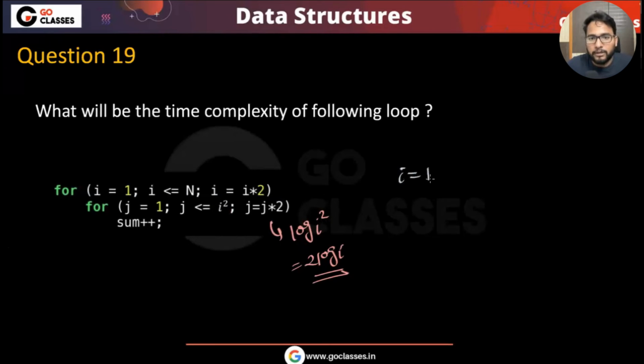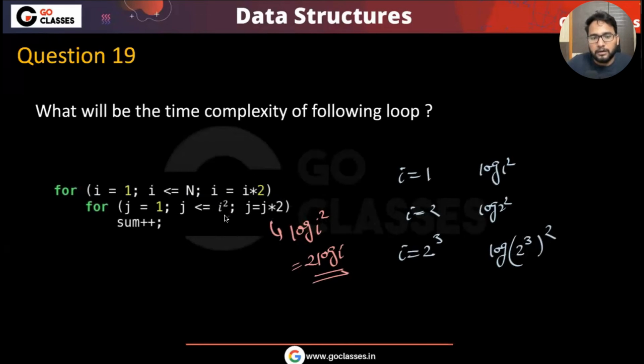So for I equal to 1, log of I square times, log of 1 square times. For I equal to 2, log of 2 square times. For I equal to 2 cube, log of 2 cube square times. Why log of I square? Because if it is n, then this is log n if j equal to j into 2. But since it is I square, that's why you are going to run log of I square times.